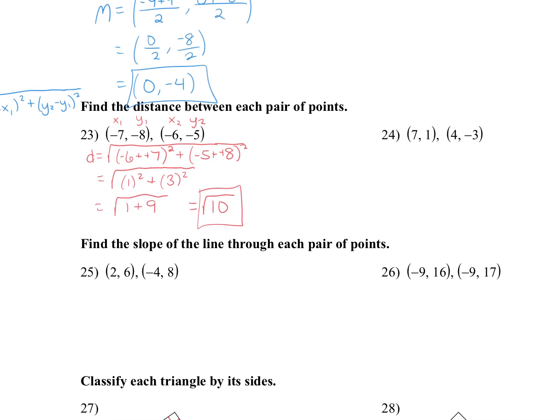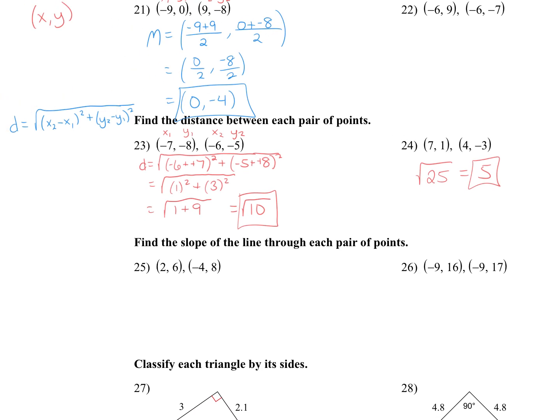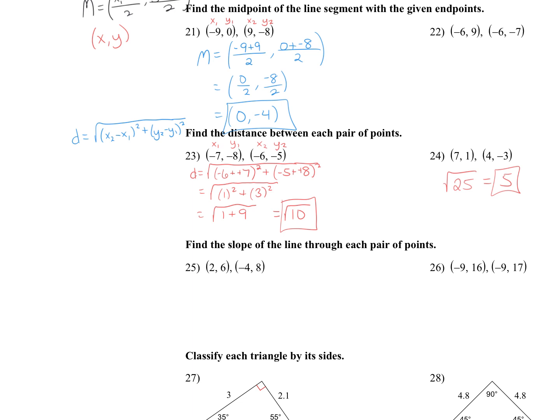For example, on number 24, you should have ended up getting square root of 25. Can I simplify square root of 25? Yeah. To what? Yep, common misconception. A lot of people say square root of 5. Is it square root of 5 or just 5? Just 5. Okay. So biggest thing with distance formula that gets people is being careful when we're subtracting negatives. Okay, so be careful with that.